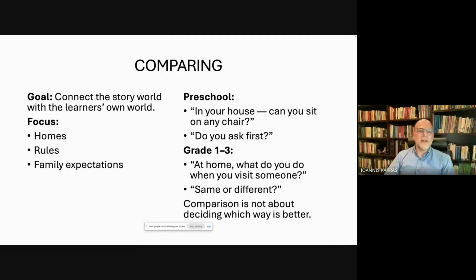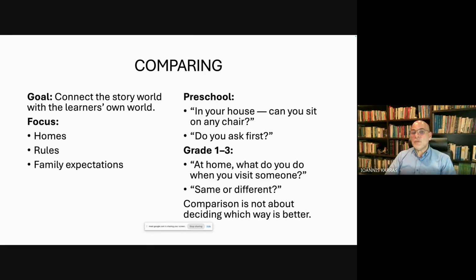Then moving on to comparing. We're always talking about Goldilocks now, so I'm just using this as an example. Remember to try to connect the story world with the learner's own world. So again, focus on homes. Do your homes look different when we compare to that of the story? What kind of rules do you have at your home? What are the family expectations? For example, during lunch, when you all sit down and eat.